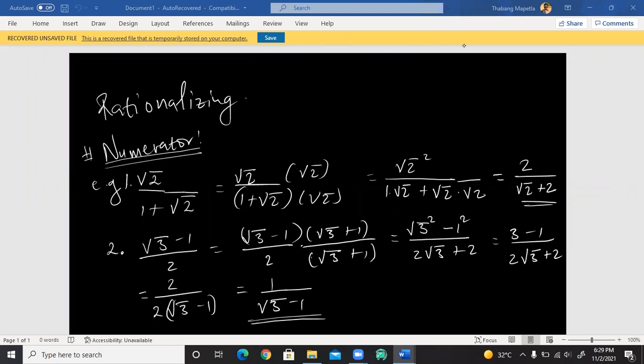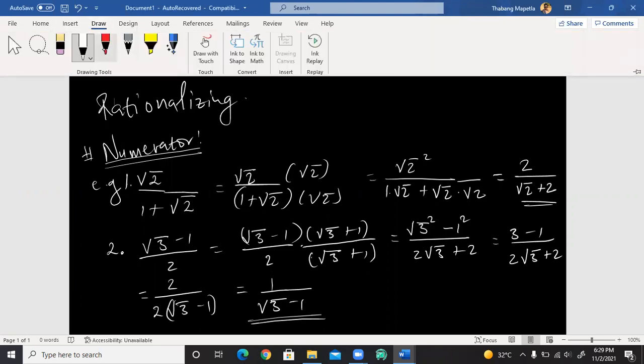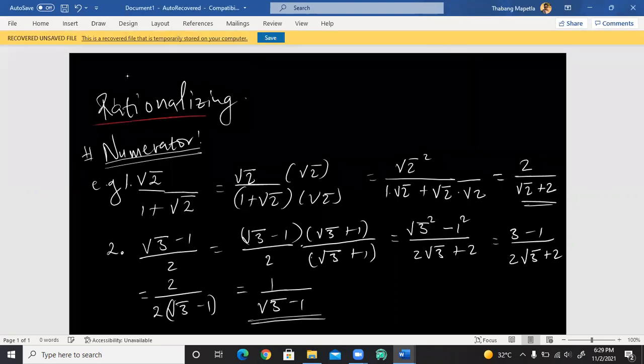Okay, we're going to deal with rationalizing. We are simply going to rationalize irrational values, or those that we find as irrational. We're going to convert them to rational numbers.